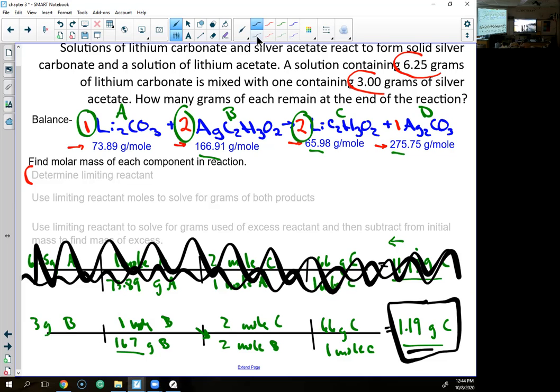Please stick with me, and we'll do a bunch of these. But we know some things now. That is the final answer. We want to know how many grams of everything. We are now halfway done. We know we have 1.19 grams of C at the end. That is an answer. And now we need to do it again for D. We will do it again for D, but we also know another thing so far.